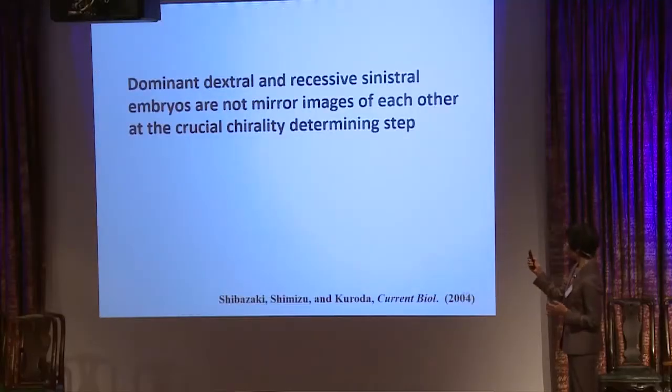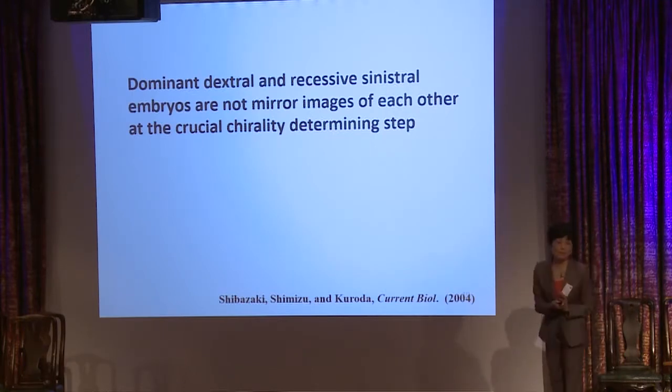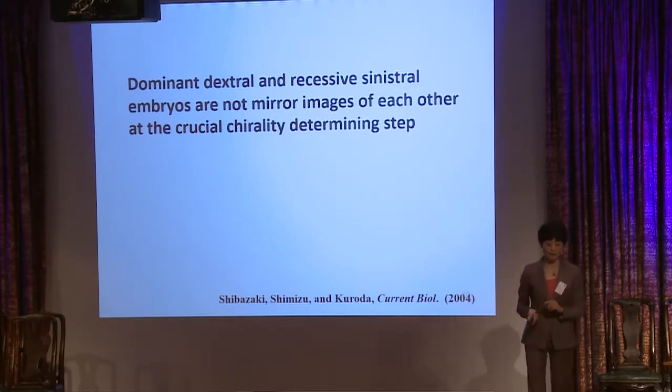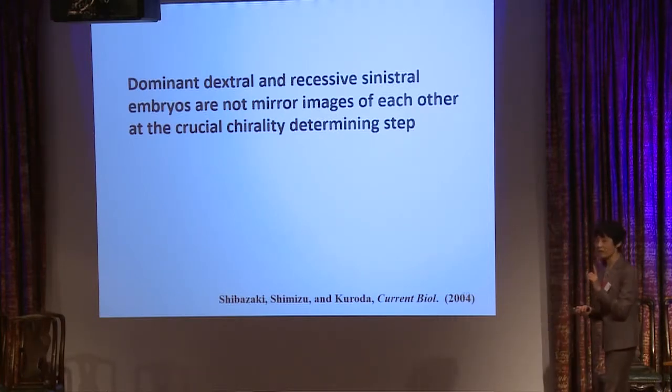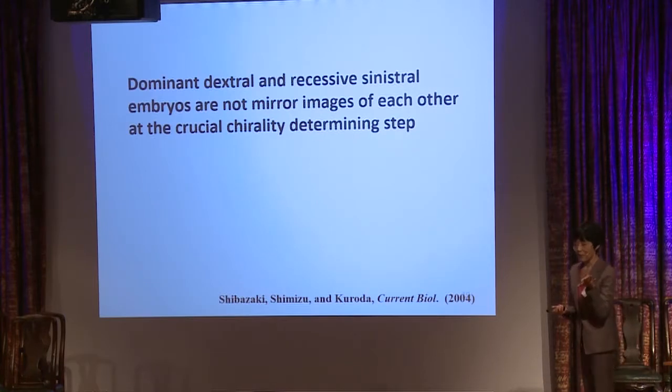So I observed that the dominant dexter and the recessive sinister are not mirror images of each other at the crucial chirality determining step. The crucial chirality determining step is when it goes from the 4 to the 8 cell stage.